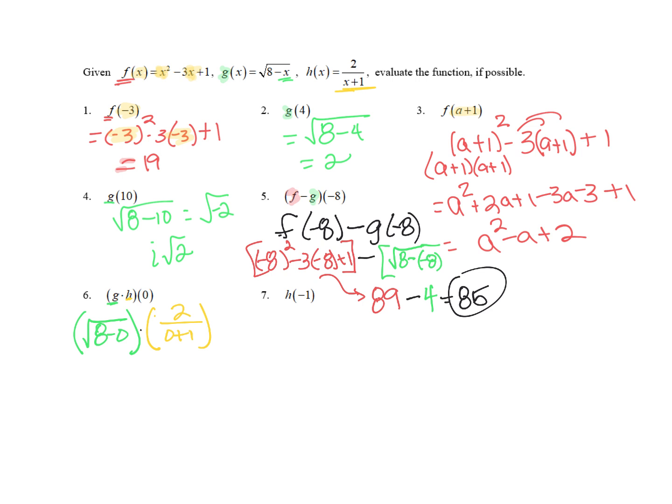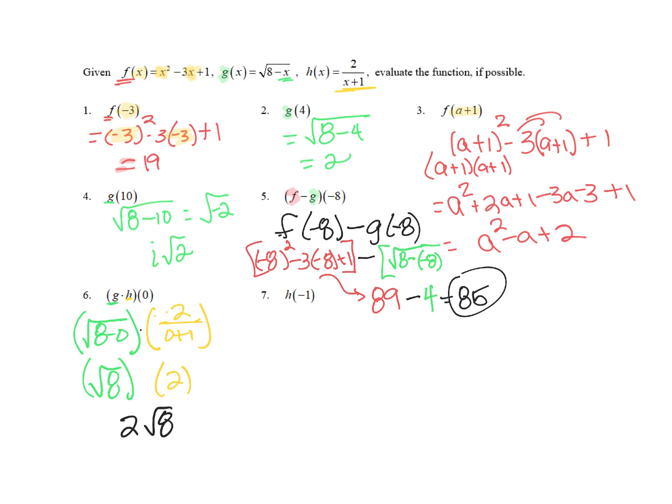So we're going to multiply those two things together. So this is multiplication. Well, what is the square root of 8 minus 0? Well, the square root of 8 minus 0 is the square root of 8. And what is 2 divided by 0 plus 1? Well, 2 divided by 0 plus 1 is just 2. So when I multiply those results together, I'm going to get 2 square root of 8.